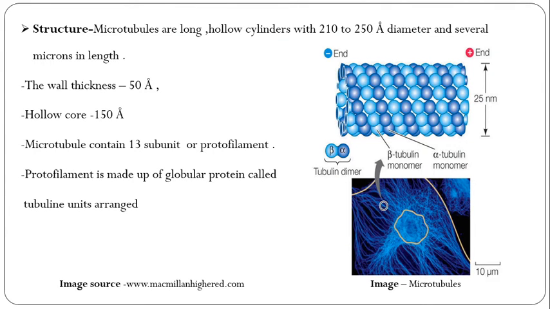Microtubules are long hollow cylinders with a diameter of 210 to 250 angstroms and several microns in length. The wall thickness is 50 angstroms, and the hollow core is 150 angstroms. The protofilaments are made up of a linear series of globular protein called tubulin, and the units are arranged like a string of beads. The size of each unit is 50 by 40 angstroms.